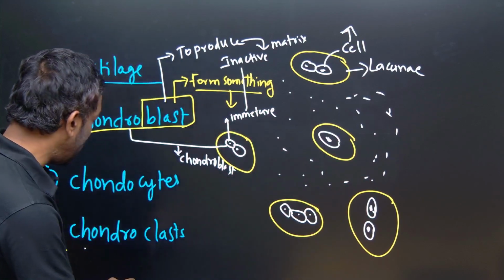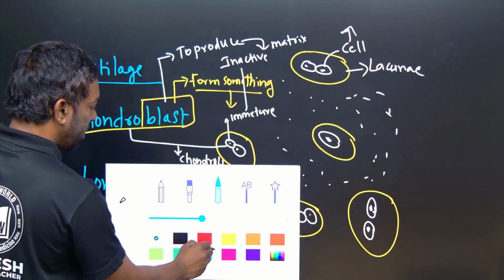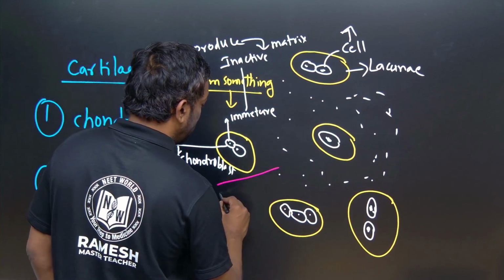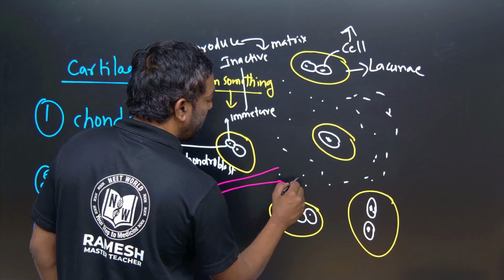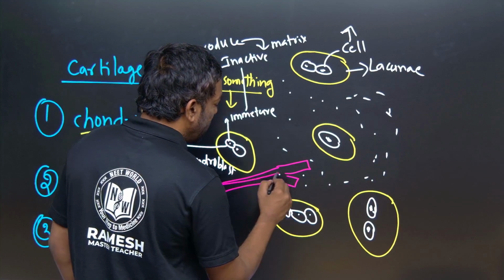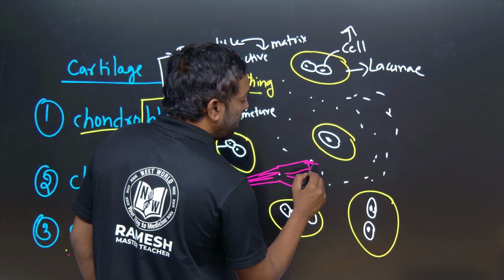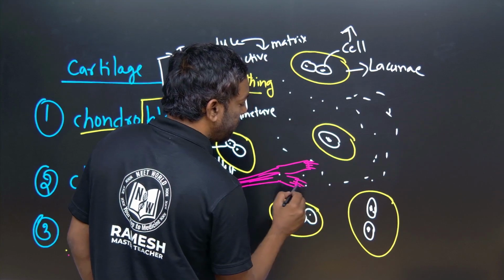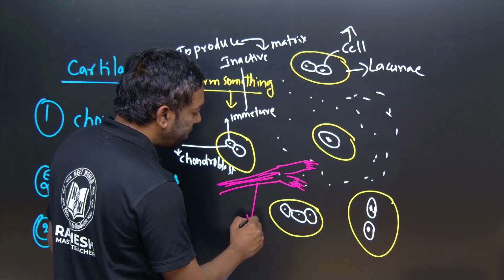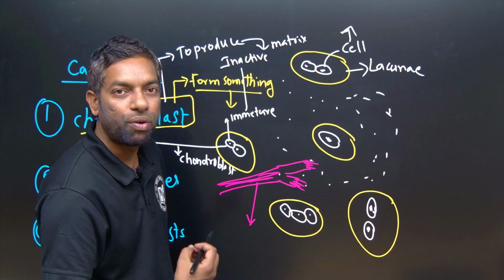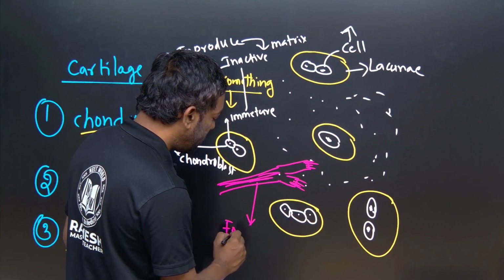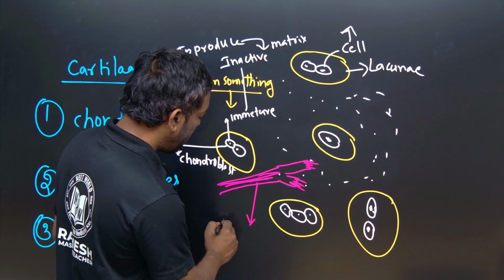There is another kind of cell in the cartilage. This is the cell that produces fiber. We can call it a fibroblast cell. Blast means to form, to produce fiber. Fibroblast cells.